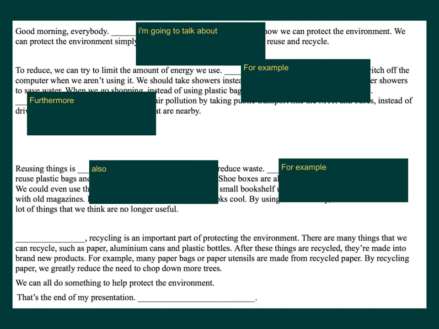Reusing things is also an effective way to reduce waste. For example, we should reuse plastic bags and bottles before throwing them away. Shoe boxes are also great for storing things at home. We could even use them to make furniture.